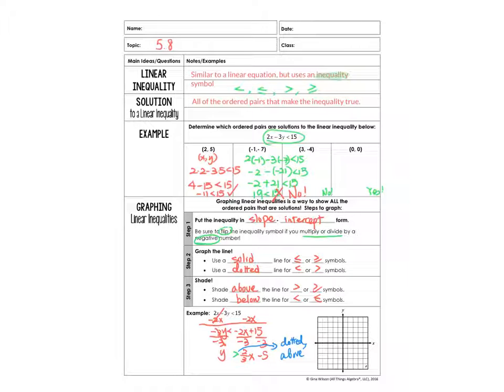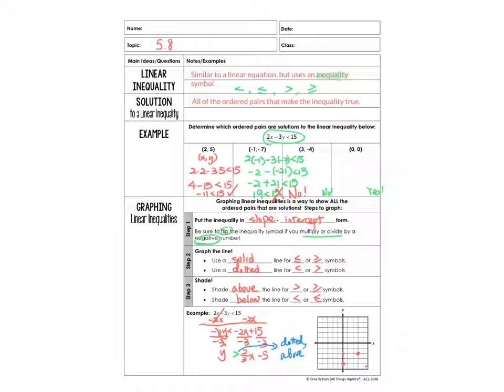My y-intercept is negative 5. 1, 2, 3, 4, 5. It's here, negative 5 on the y-axis. And then my slope is 2/3. So I rise by 2, I run by 3. And that's how I form this line.